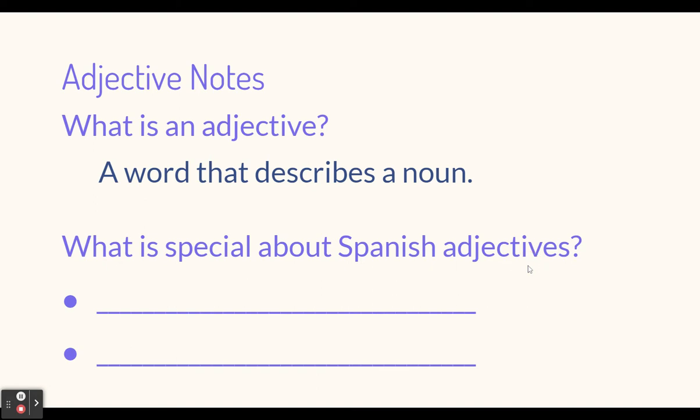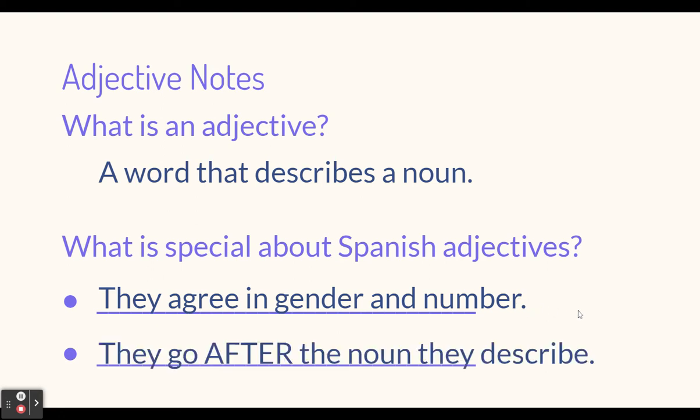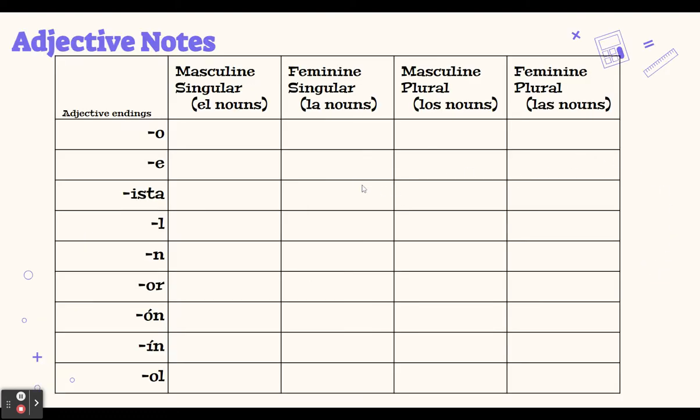And in Spanish, they are special because they agree in gender and number, and to do that, you have to change things, and they go after the noun they describe, not before, like in English. So what I have done here is I created a large chart for you, depending on what your adjective ends in, to tell you how to change it to make it masculine singular, masculine plural, feminine singular, or feminine plural. Most of your adjectives are going to be these two here.